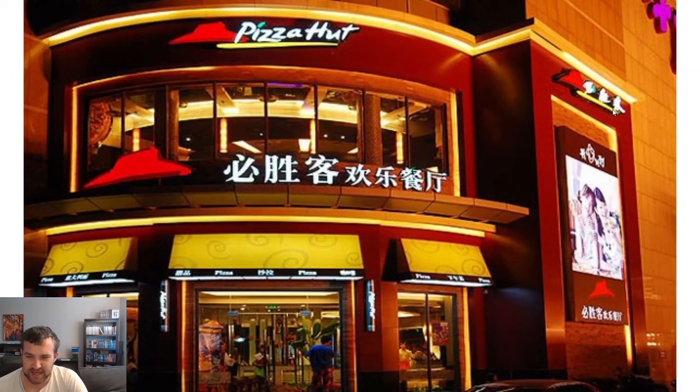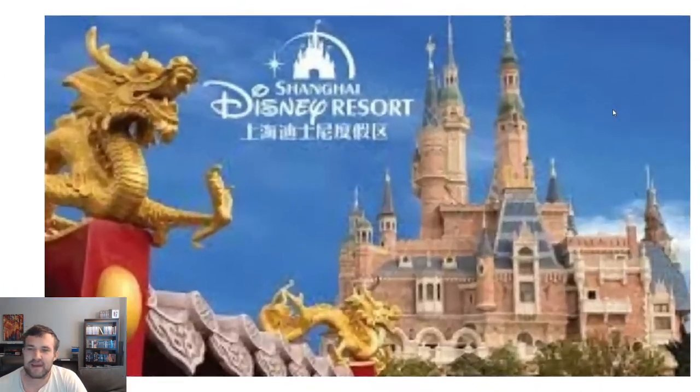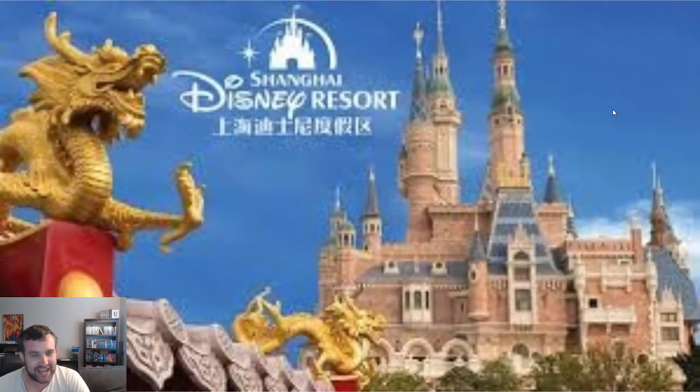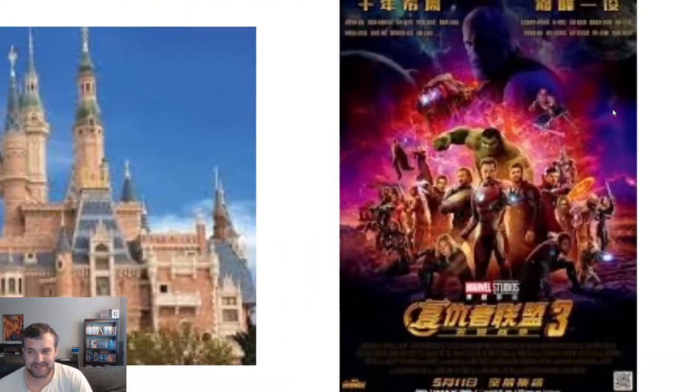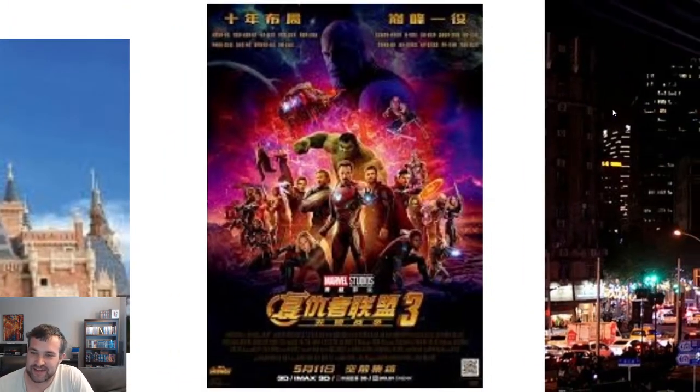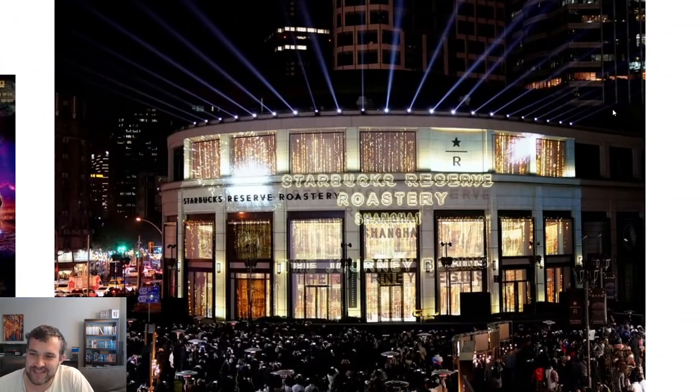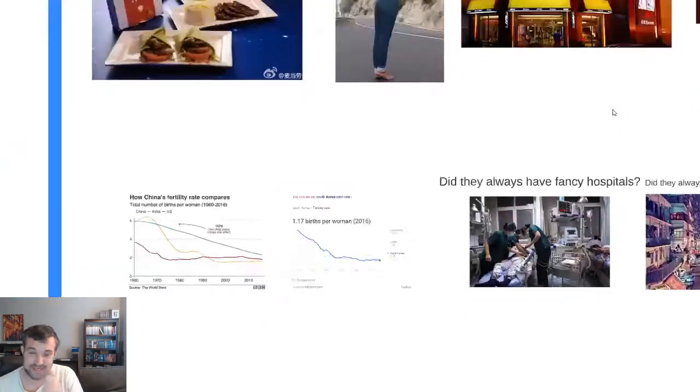Here's a Pizza Hut in Shanghai. And then here's Disney Resort Shanghai. Okay, you're like, oh, is this China or is this Los Angeles? Come on. And then they're watching the Avengers over there. And what is this? The first Starbucks in Shanghai. It was a big deal. A lot of people really like this giant Starbucks there.